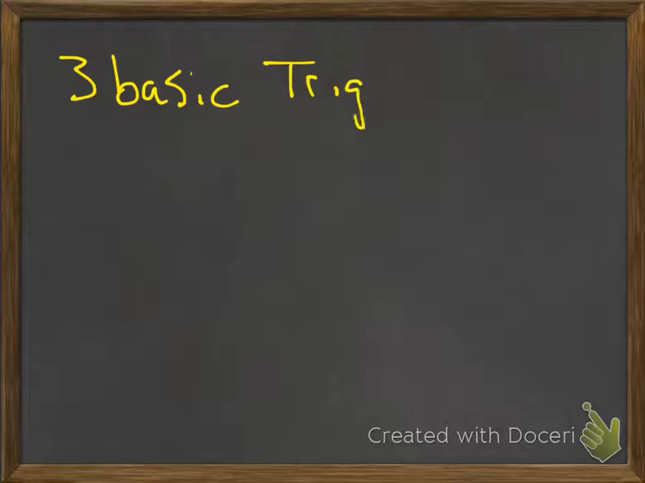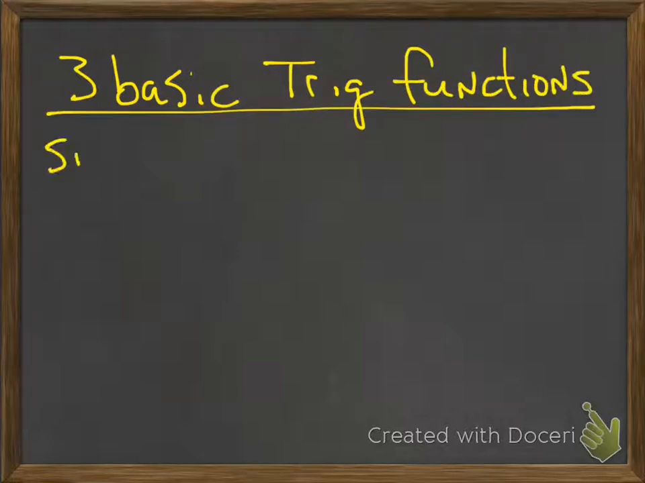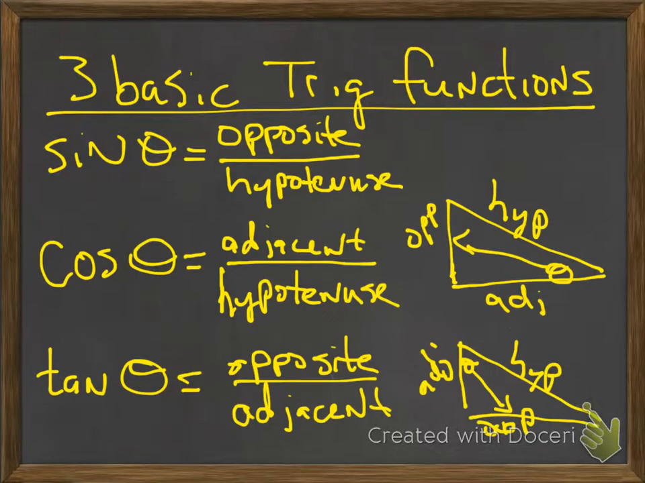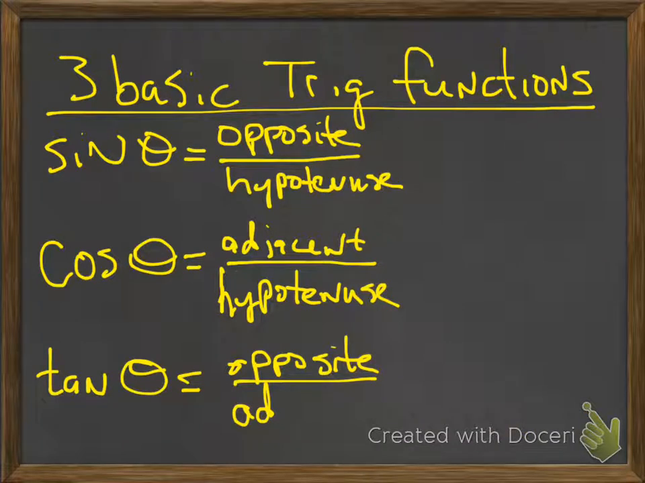There's three basic trigonometric ratios that you need to know, three basic trigonometric functions, whatever you want to call them. I'm going to go back here a bit. You need to know sine, which is opposite over the hypotenuse, cosine, which is adjacent over the hypotenuse, and tangent, which is the opposite over the adjacent.